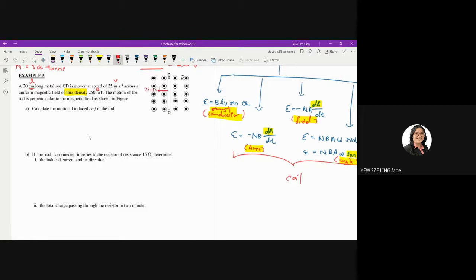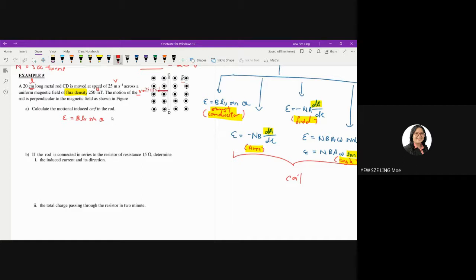All right, now let us look at this diagram. According to this diagram, you have a B which is out of the page; that is the symbol for out of the page. And this 25 meters per second is your V. So V and B are what we have in the diagram. Calculate the motional induced EMF in the rod. You have a straight conductor, so straight away you know that the equation should be EMF equals VLB sine theta.